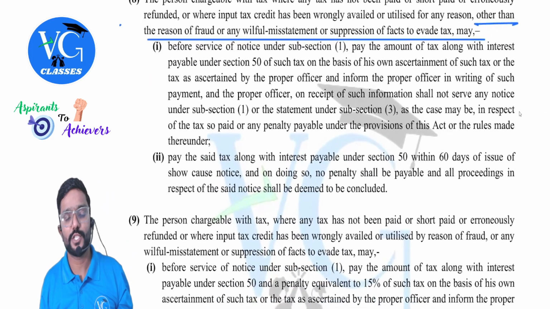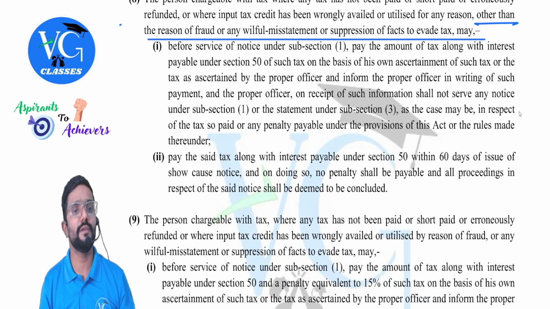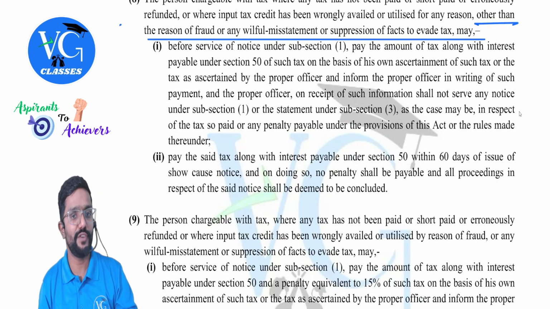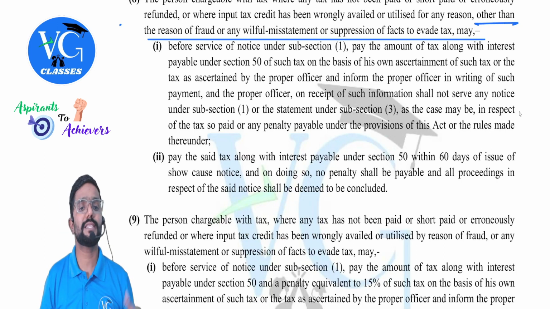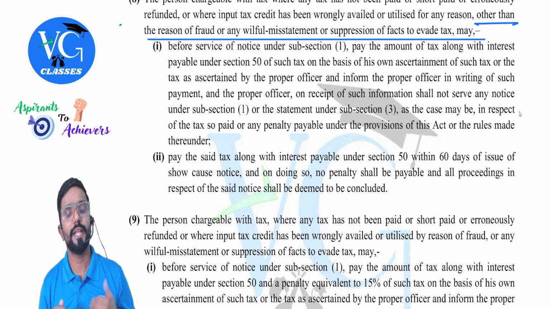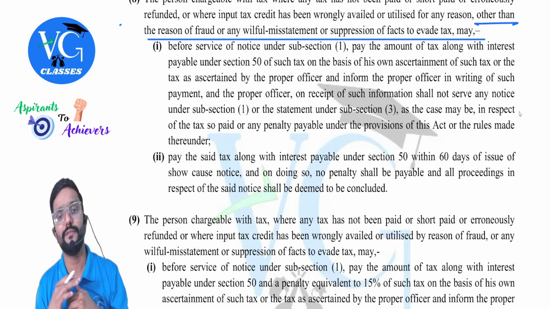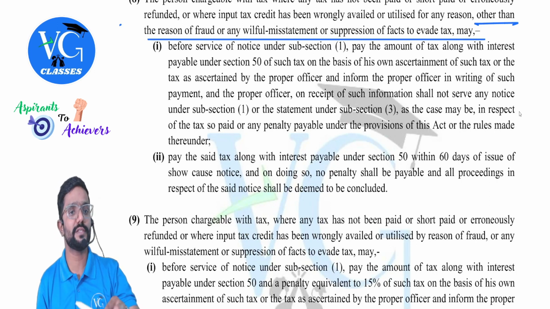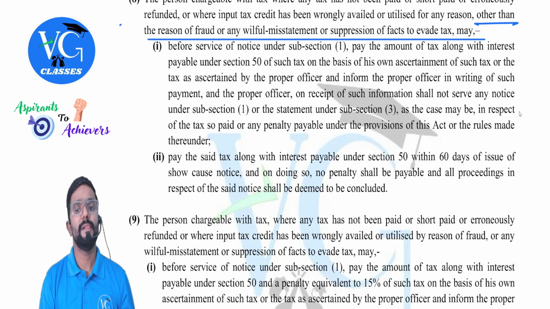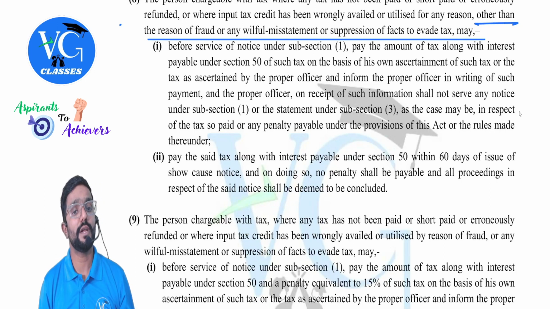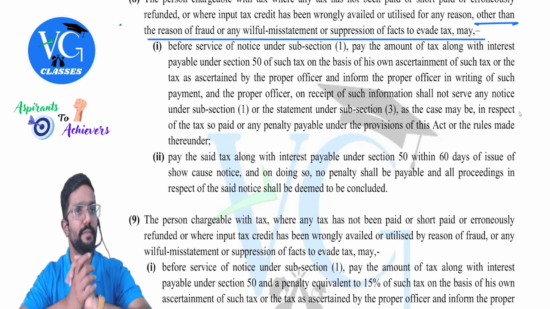First one. Before service of notice under subsection 1, pay the amount of tax along with interest payable under section 50 of such tax on the basis of his own ascertainment of such tax or the tax as ascertained by the proper officer, and inform the proper officer in writing of such payment, and the proper officer on receipt of such information shall not serve any notice under subsection 1 or the statement under subsection 3 as the case may be in respect of the tax so paid or any penalty payable under the provisions of this Act or the rules made thereunder. Guys, simple.